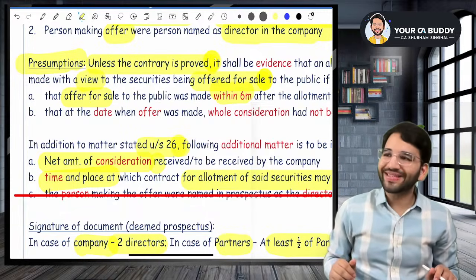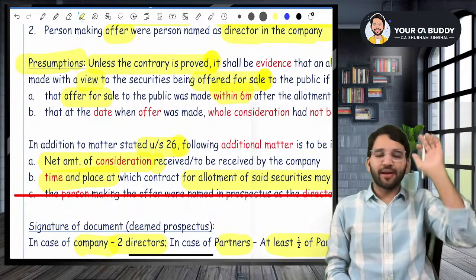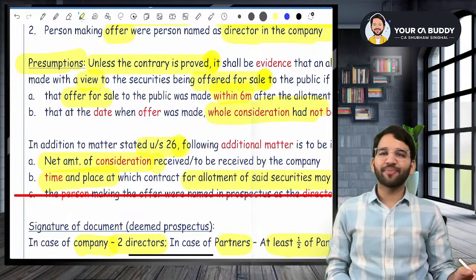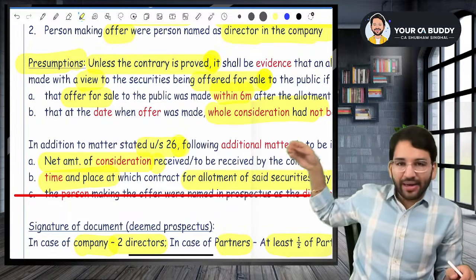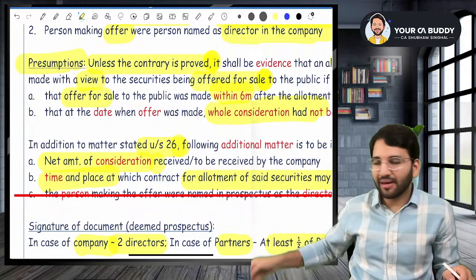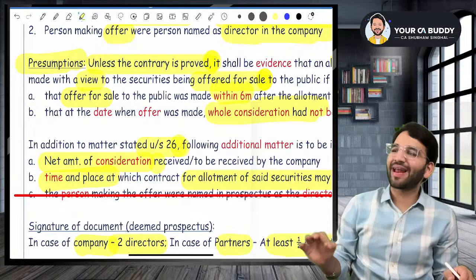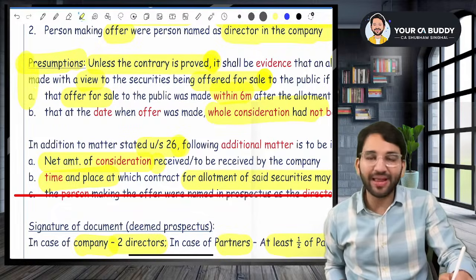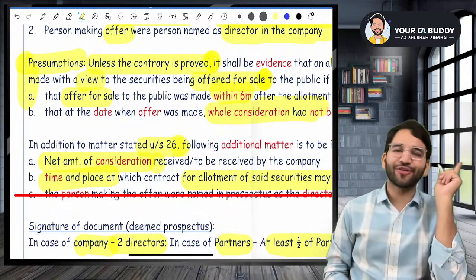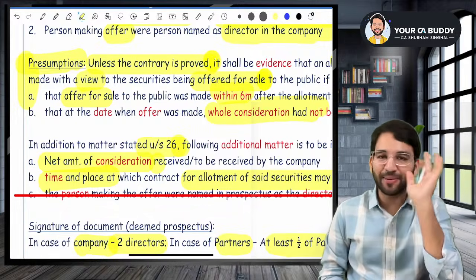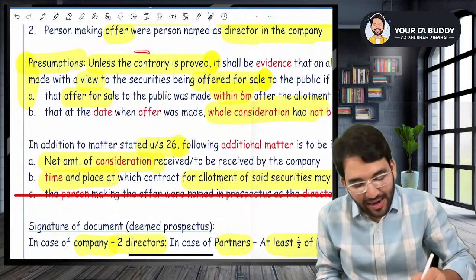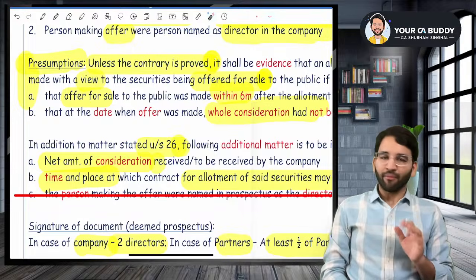And clue number two is that whenever the offer for sale was made, the whole consideration has not been paid. So when the company gave you an allotment and you made the offer for sale, you had not given the full consideration, in which case it will be presumed that the intent was to make that offer for sale. There was no other intent. There will be a presumption, but that presumption will be unless the contrary is proved.